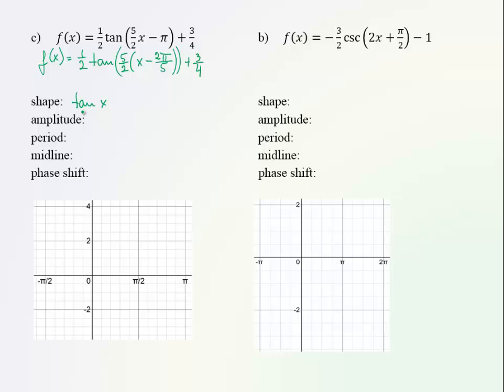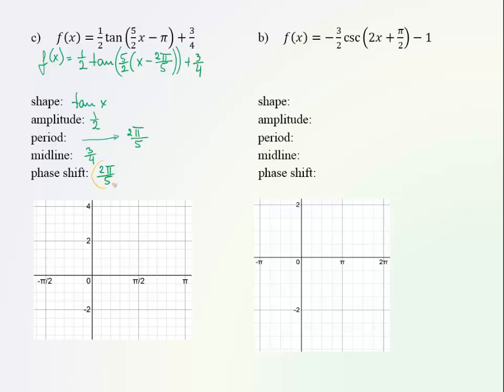So as you see, the basic functions we need to have in our minds. Amplitude is 1/2. Period, the regular period for tangent is pi, and then we divide by 5/2. So it's the same as multiplying by the reciprocal. So that's our period, 2 pi over 5. Midline is 3/4. Phase shift is 2 pi over 5 as well. And we'll start graphing it.